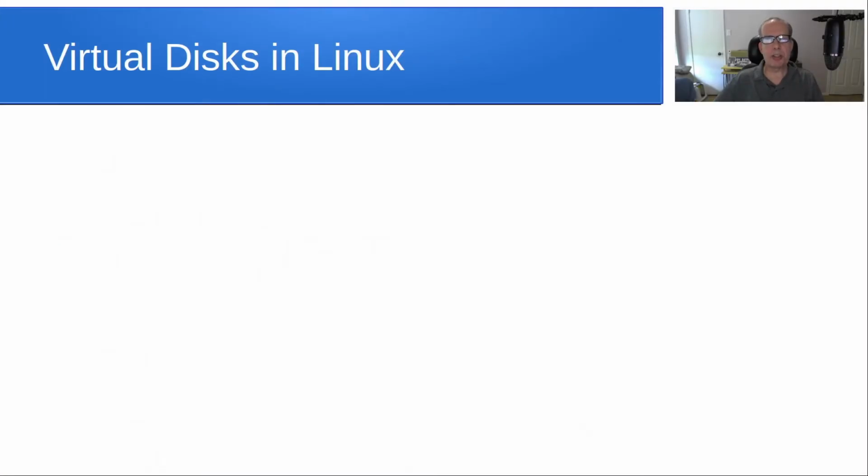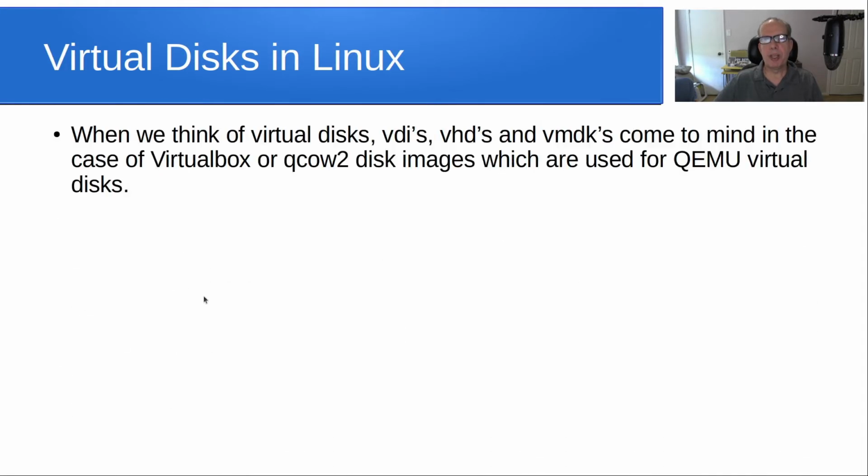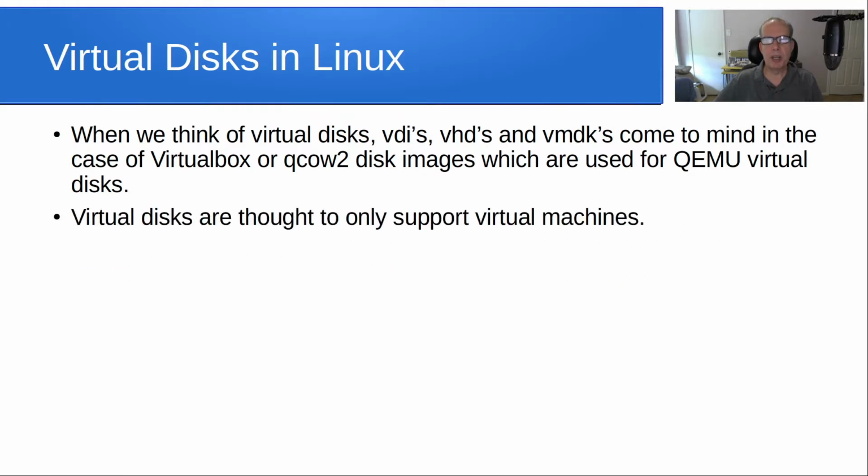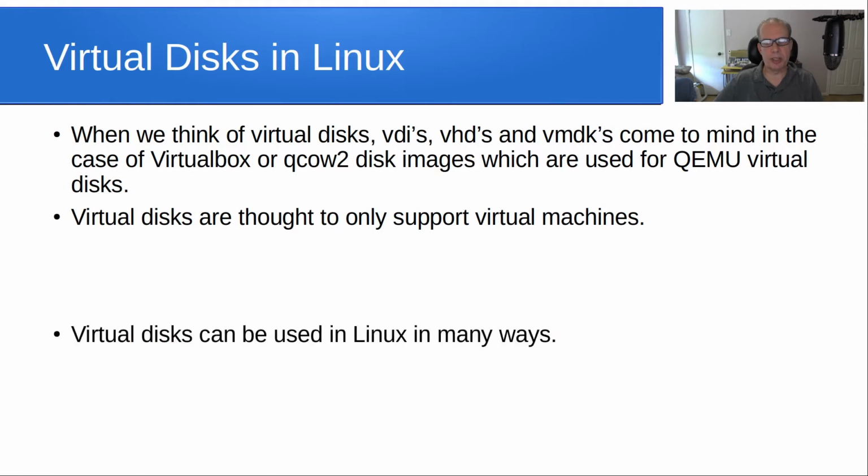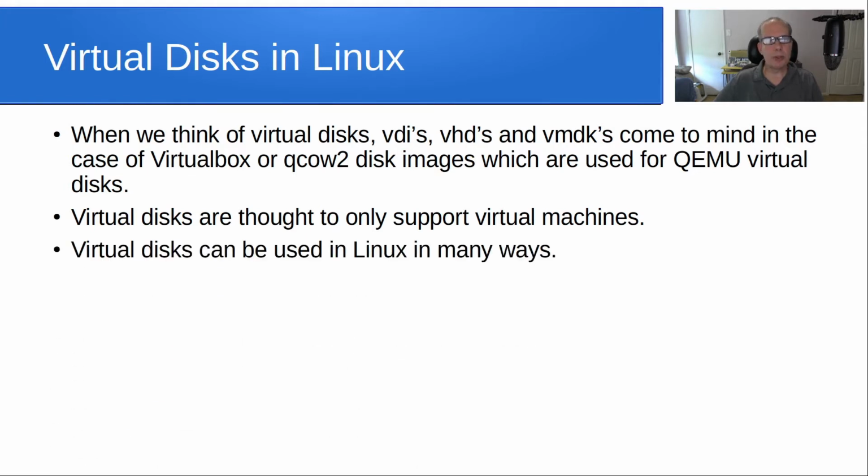Today's subject is going to be virtual disks in Linux. So when we think of virtual disks, VDIs, VHDs, and VMDKs come to mind in the case of VirtualBox, or the QEMU disk images, which are used for QEMU virtual disks. Virtual disks are thought to only support virtual machines. But virtual disks can be used in Linux in many other ways.